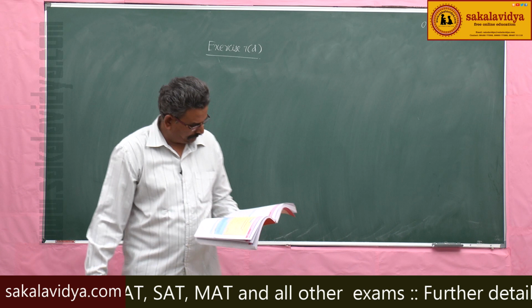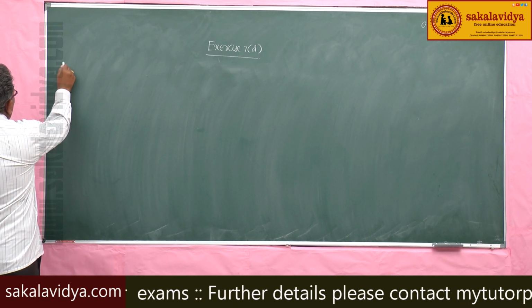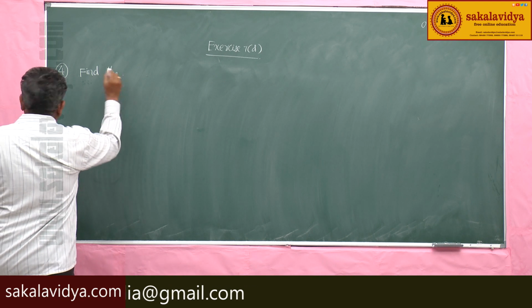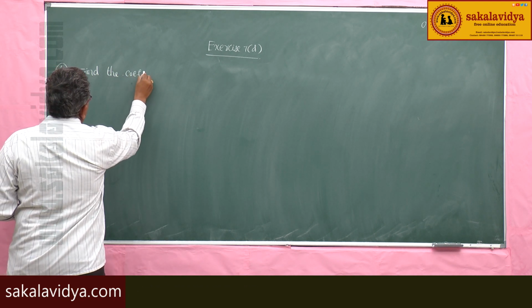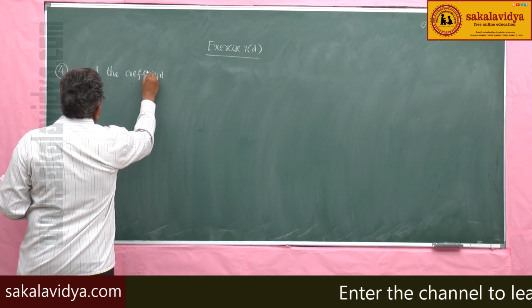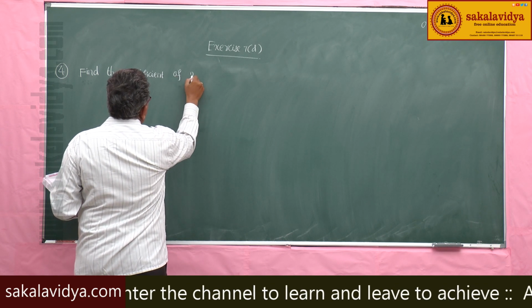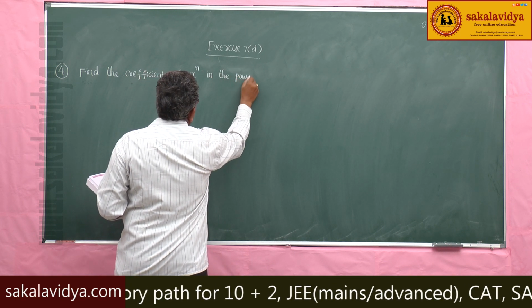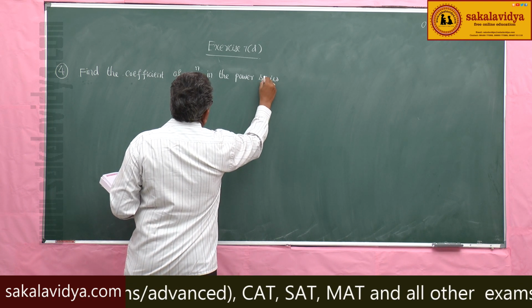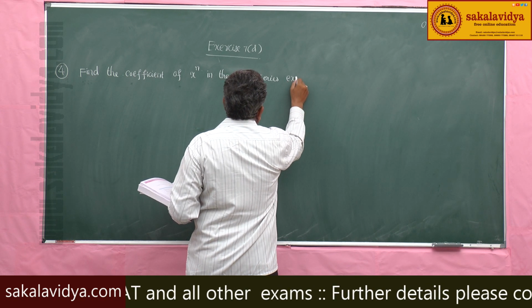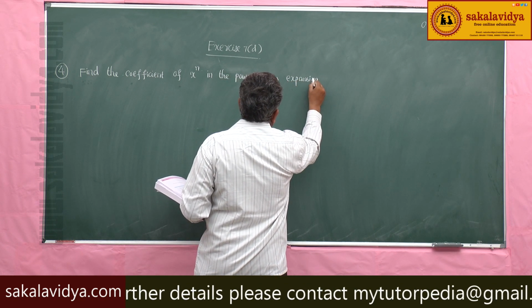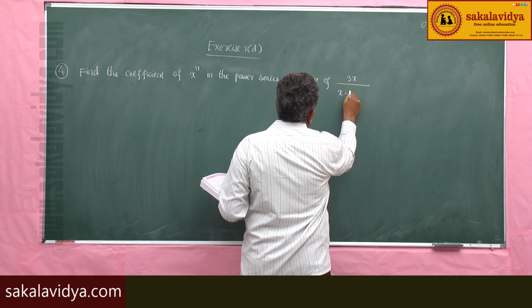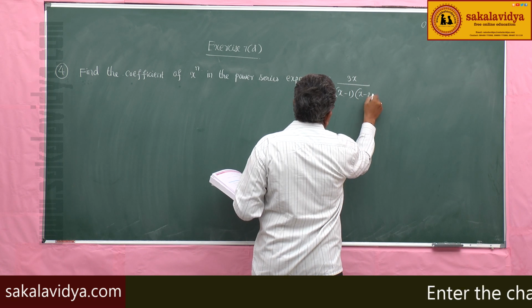Next, fourth problem. Find the coefficient of x to the power of n in the power series expansion of 3x by (x minus 1)(x minus 2) whole square.